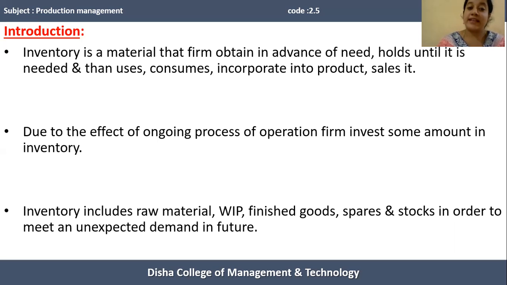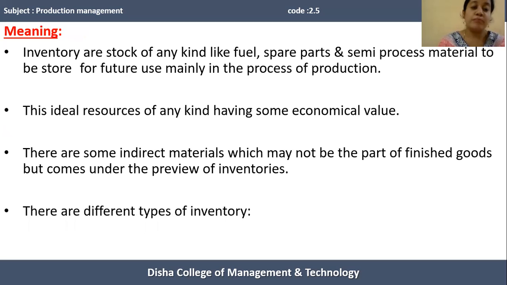So in inventory management, we are going to discuss the management aspects of all these items. So this is all about the concept of inventory. Now comes the meaning of inventory. Inventory is defined by different authors in different ways. So the only difference between inventory and material is that material is a part of inventory, and under inventory there are a number of items like raw material, WIP, finished goods, stock, and other spare parts.